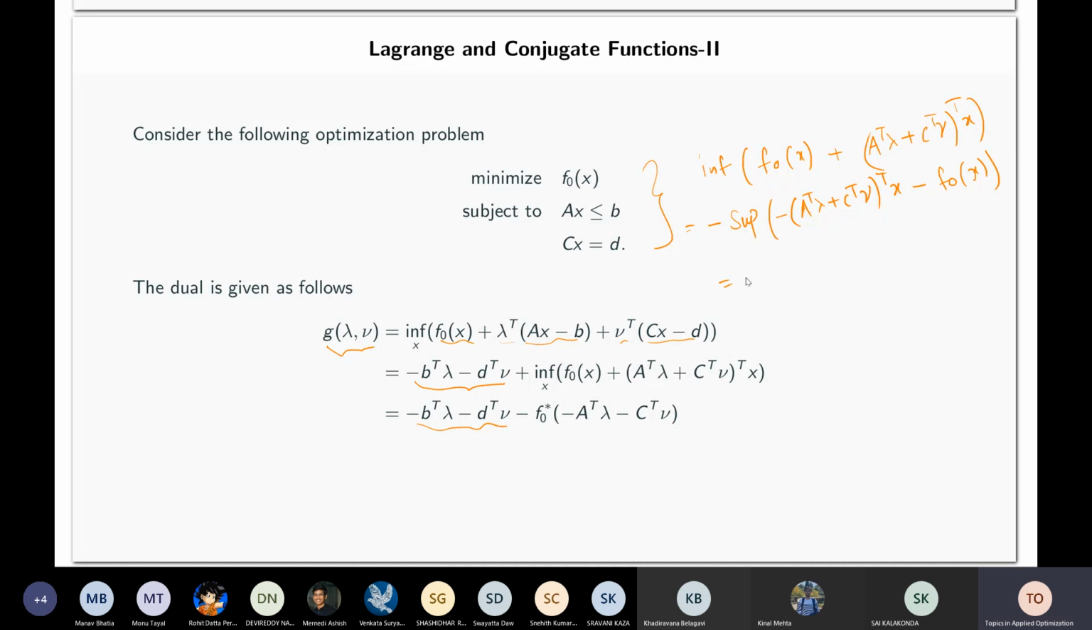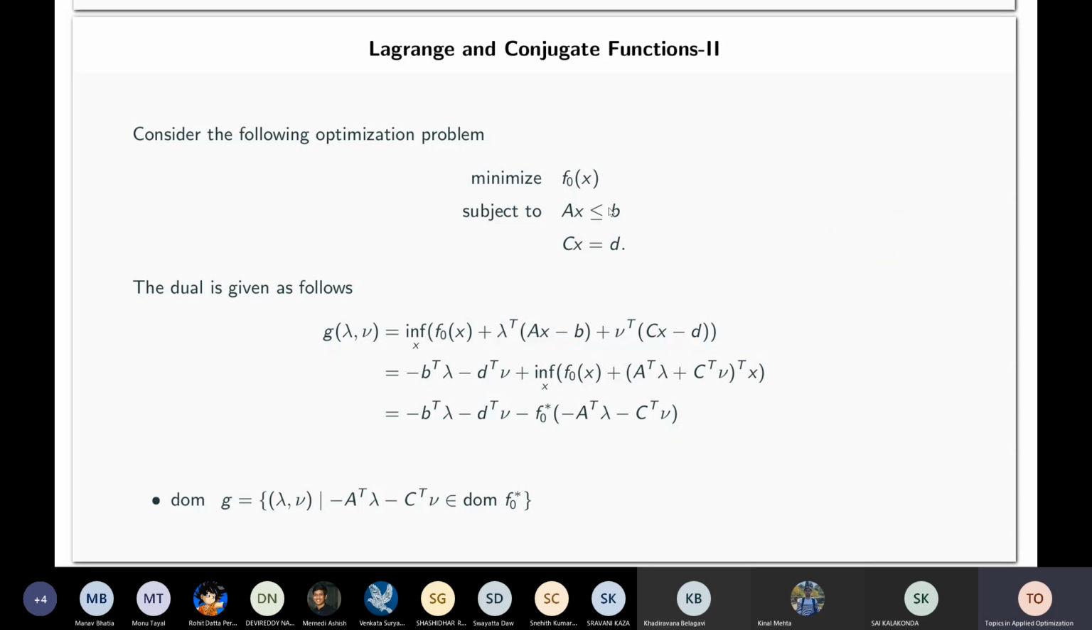Now this is like the y transpose x minus f naught x form. So this will be minus f naught star, and in place of y we have this, which is minus (A transpose lambda plus C transpose nu). This is what we have done here, and this is what we obtained here, using the conjugate of f naught. If we have a table where conjugates are known for well-known functions, then we can just substitute to get the Lagrange dual.